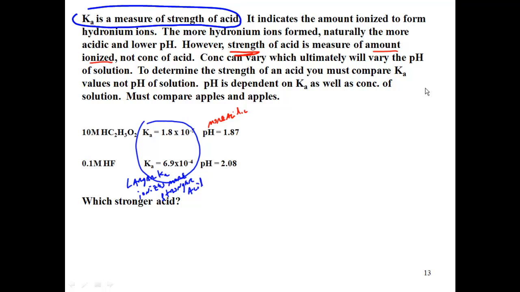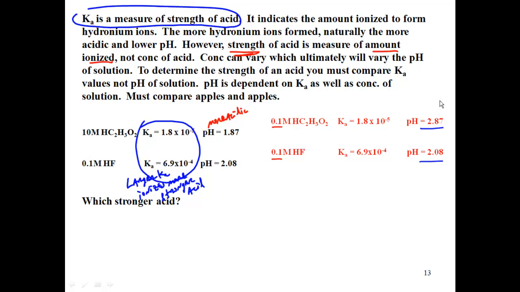Now, just to show you that a little bit more, let's take these same two acids and change the concentrations. Now I'm talking about a 0.1 molarity solution of acetic acid and a 0.1 molarity solution of HF. Same concentration. Okay, so now I'm comparing apples and apples. Notice what happens to the pH. pH now is 2.87 for the acetic acid and 2.08 for the HF. You can see now that the HF is more acidic than the acetic acid.